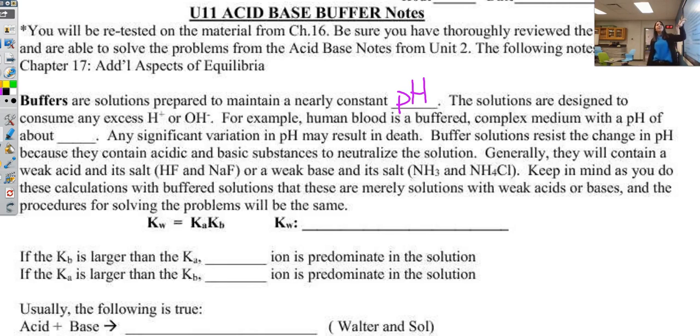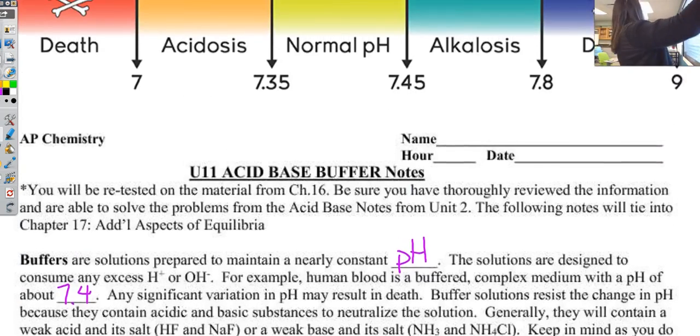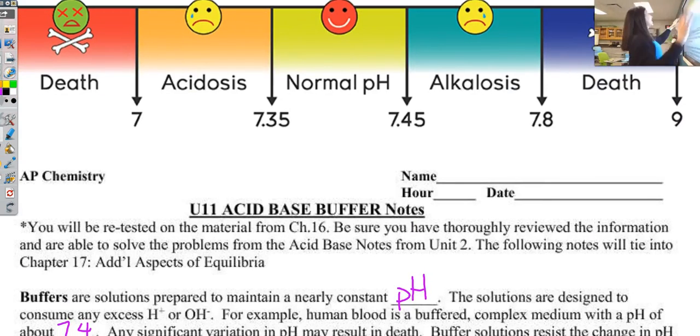For example, human blood is a buffered complex medium with a pH of about, anybody see what our pH is roughly? 7.4. It's about 7.4 is normal. Any variation in pH can result in death. And so if we look up here, you can see that if you have acidosis, you can have your normal pH, your alkalosis, or it can also be death if it gets above like 7.8. So around 7.4 is going to be our normal pH. Now, you're looking at this though, and what are you probably thinking? Is acidosis actually acidic?